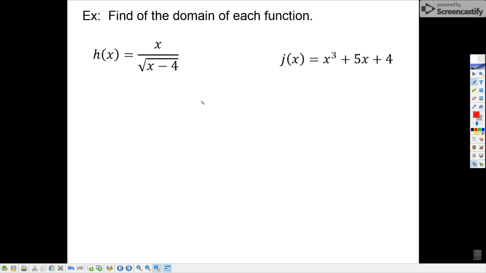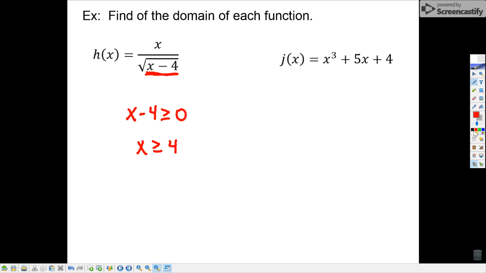In fact, we'll do this problem right here, h of x. Notice we have x divided by square root of x minus 4. Now remember, if you have a square root and there's division, those are two different functions that have domain restrictions. So let's talk about just the square root. Any expression inside that square root cannot be a negative number, which means it has to be greater than or equal to 0. So in this case, x has to be greater than or equal to 4.